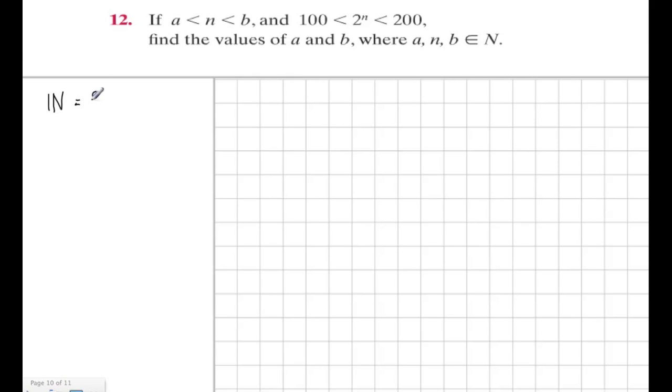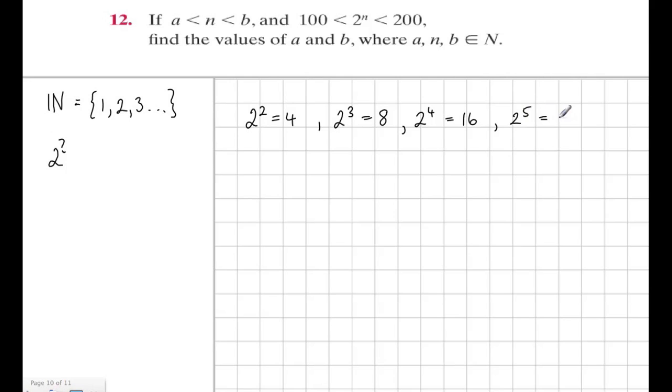If it's a natural number, it means it's a counting number or a whole positive number like 1, 2, 3, etc. Now we're looking at powers of 2 here. The question really is: 2 to the power of what gives me an answer between 100 and 200? We could just write out the powers of 2 and see which ones meet our needs. So we have 2 to the power of 2 is 4, 2 to the power of 3 is 8, 2 to the power of 4 is 16. We're just doubling each time.